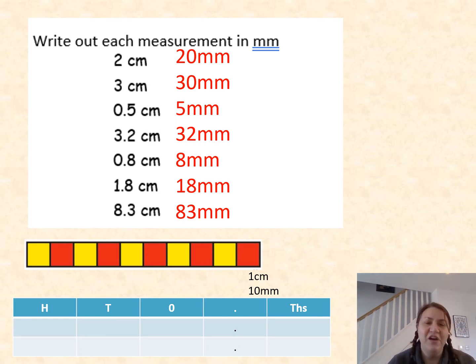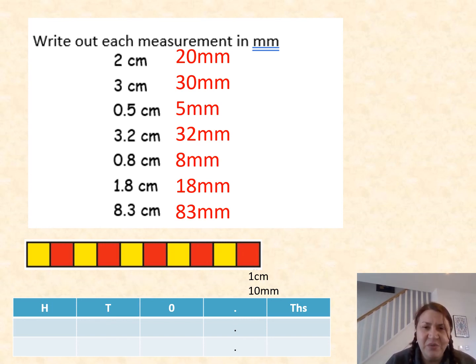Okay, here are the answers to these ones. How did you do? Bit tricky? Let's have a look at a couple of these. The 2 centimetres was fairly easy. We know there are 10 millimetres in 1 centimetre, so there are 20 millimetres in 2 centimetres, and 30 millimetres in 3 centimetres. So those top 2 weren't too bad.